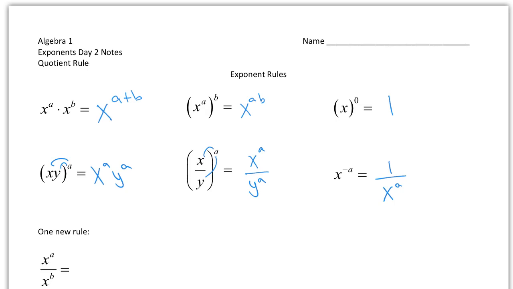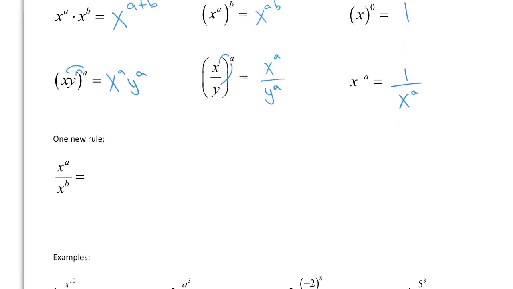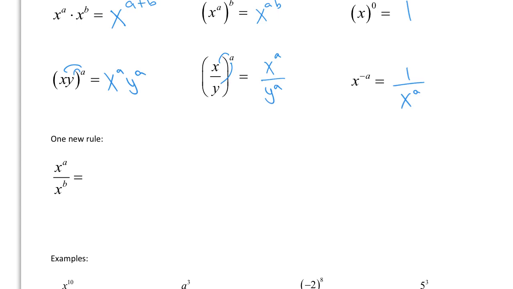So our new rule today, and our last rule, is having to do with division. If we have a division problem like you see here, x to the a over x to the b, it really is very similar to our product rule, right? If it's x to the a times x to the b, we added the exponents. So here, if it's division, we subtract the exponents. So this rule here is going to be x to the a minus b, right?